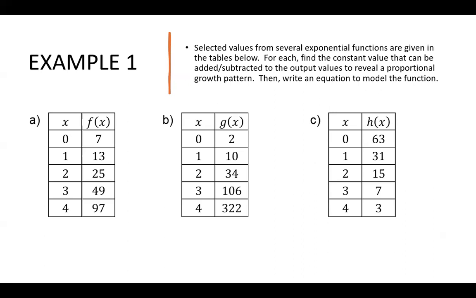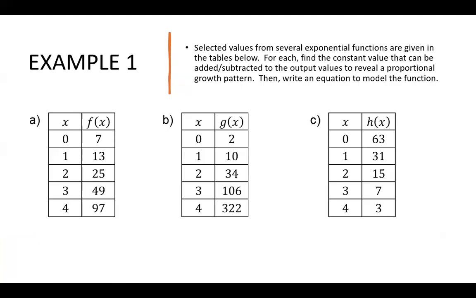So here we have it. Selected values from several exponential functions are given in the table below. For each, find the constant value that can be added or subtracted to the output values to reveal a proportional growth. First you're trying to figure out what the change is, and then we find our growth or decay. Does that make sense? Which is back to Algebra 2. We found the difference, and then we found the ratio. Do y'all remember doing that at some point? Finding the common difference and then finding a ratio? Well, not a common difference, just a difference. So we're going to be doing that here.